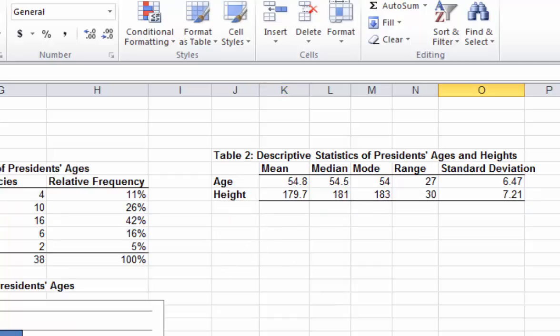Okay, you can see that I've jumped ahead and I've already filled out the descriptive statistics for height. I did it the exact same way. I showed you how to calculate all the descriptive statistics for age. So now we have a table that shows the descriptive statistics of presidents' ages and their heights. So next, we're going to do a scatter plot. Now, as you know, a scatter plot is what is used to show the relationship between two quantitative variables. Of course, our quantitative variables are age and height.